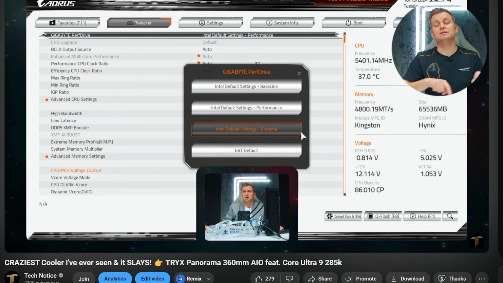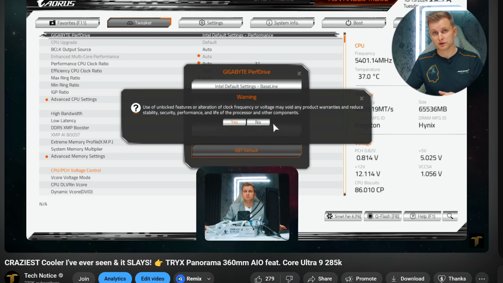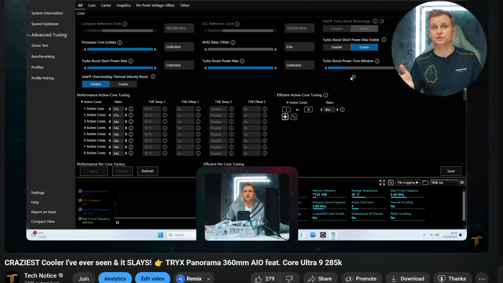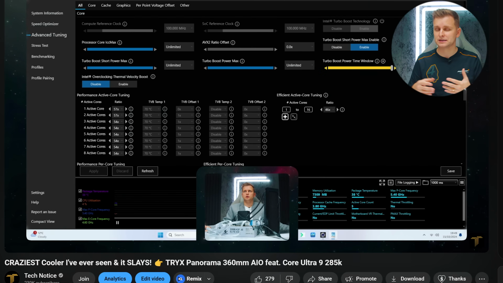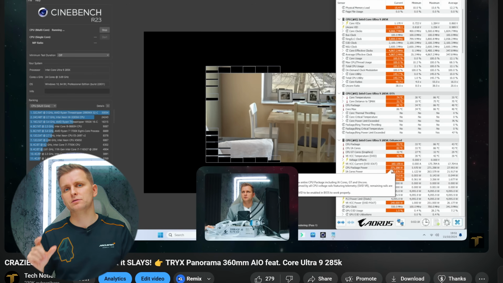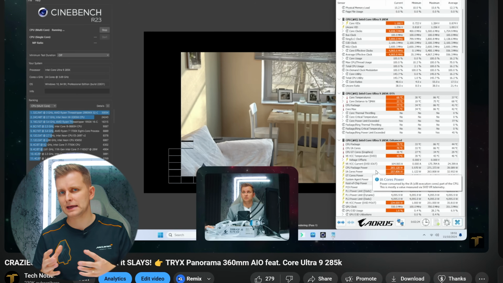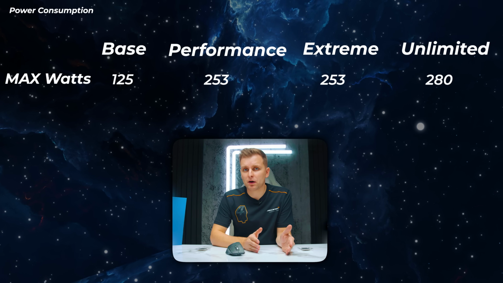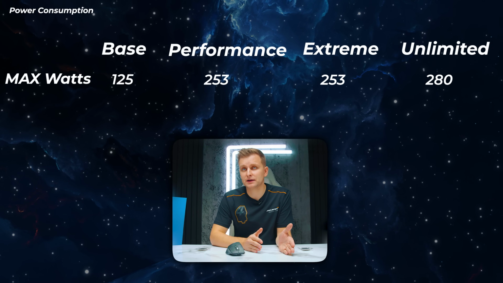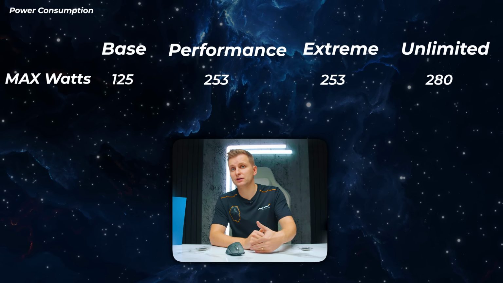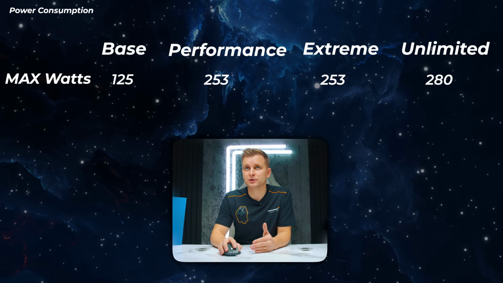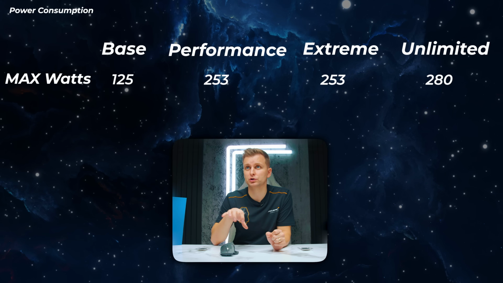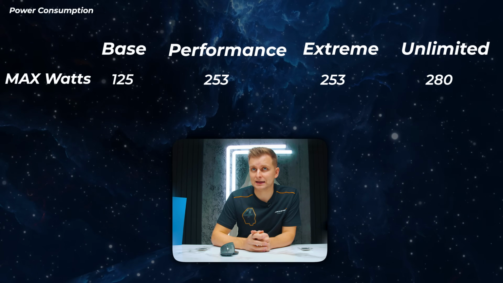And then finally, there are the unlimited power settings, where you can max everything out and let the motherboard decide how much power it can push through the CPU with these clock speeds. There I saw that the CPU maxes out around 280 watts, not any more than that. Looking at the power draw in all of these profiles, after going past PL2 and down to PL1, the base model pulls about 125 watts, performance and extreme about 253 watts, and the unlimited around 280 watts.